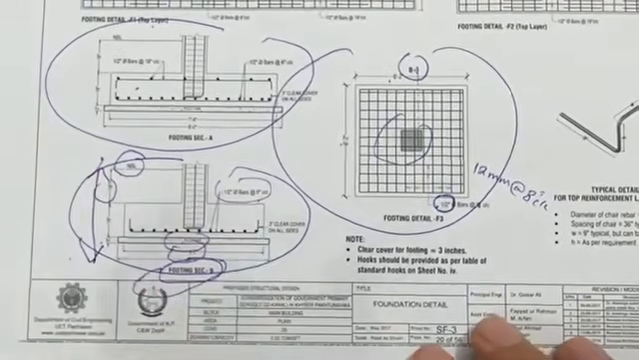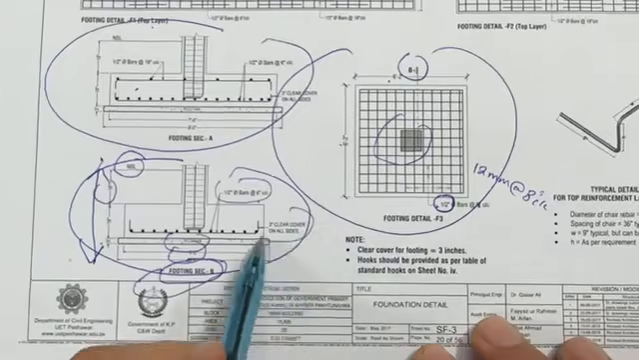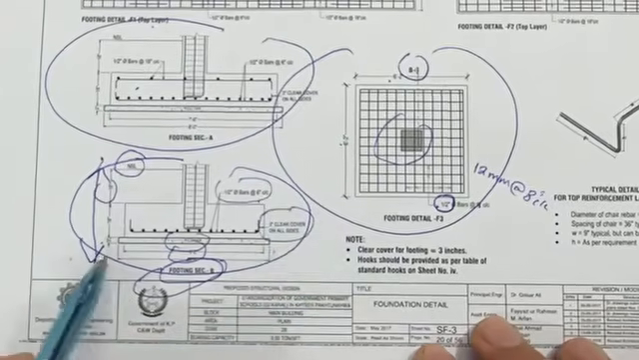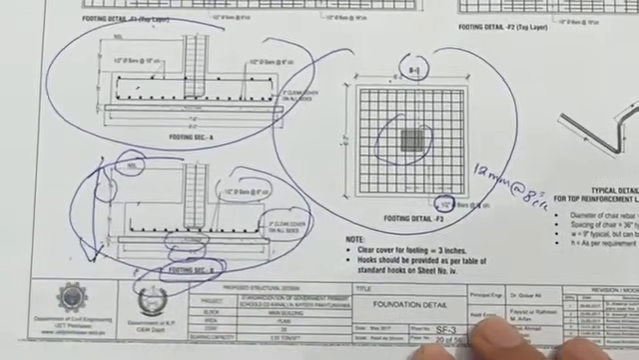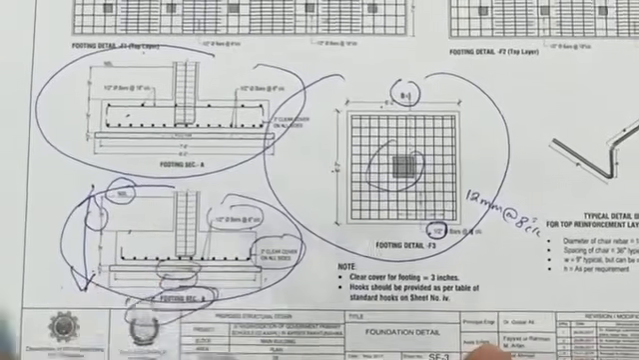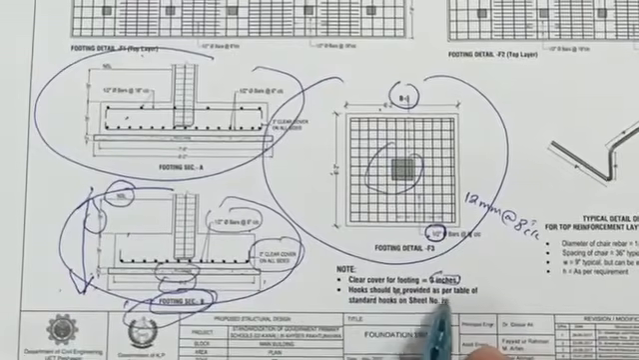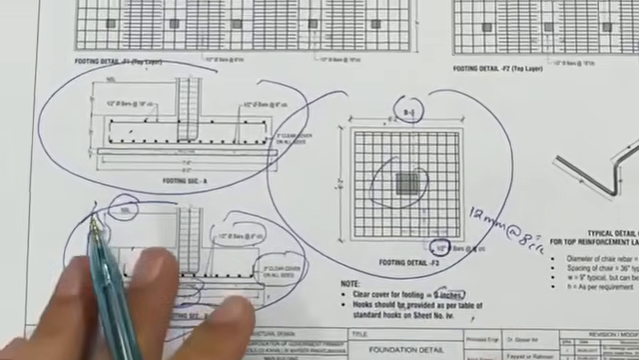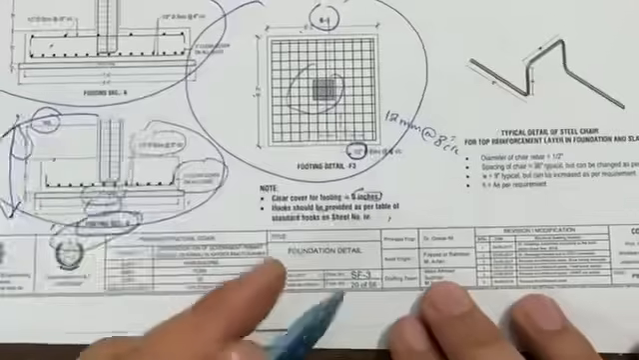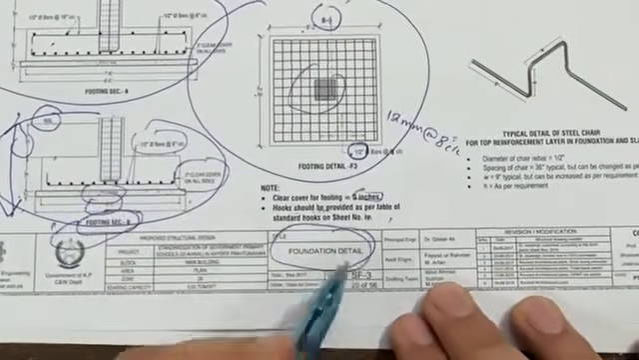And 3-inch concrete cover or clear cover you can see on all sides, left, right, top and bottom. You will find this value. And note, clear cover for the footing is 3 inches and hooks are provided as per table. So I will discuss the table in the next video for you people. And you can see the title is foundation details.